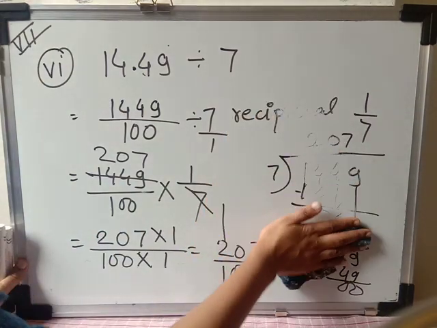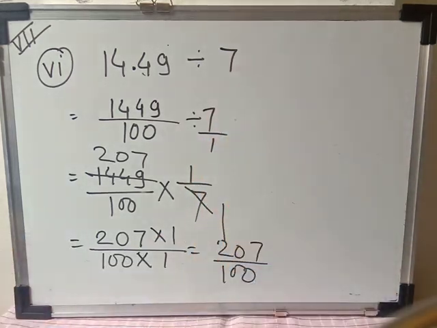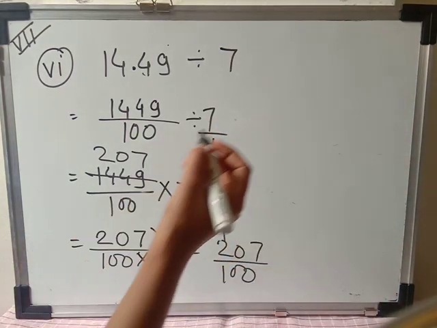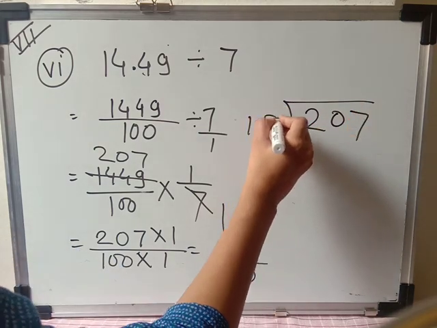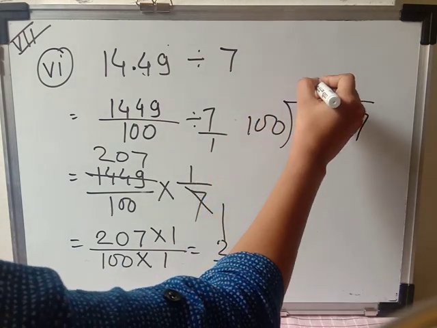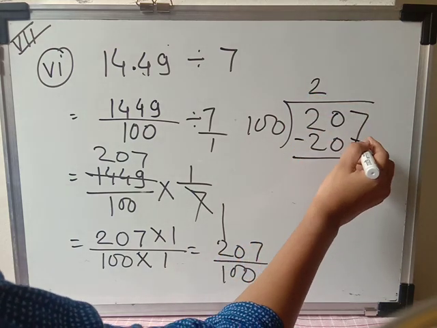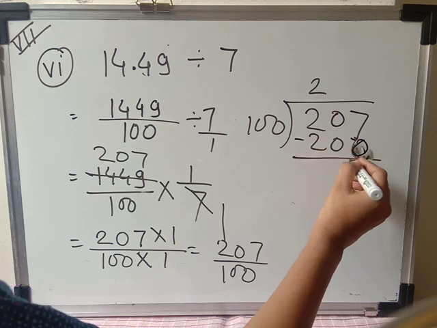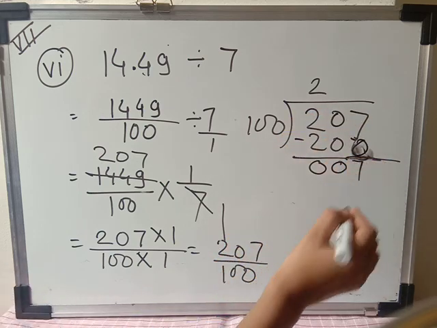So here I'll rub this side. I hope you are writing everything in your notebook. So I will divide here 207 with the 100. So 100 twos are 200. 2 minus 2 is 0, 0 minus 0 is 0, and here 7.